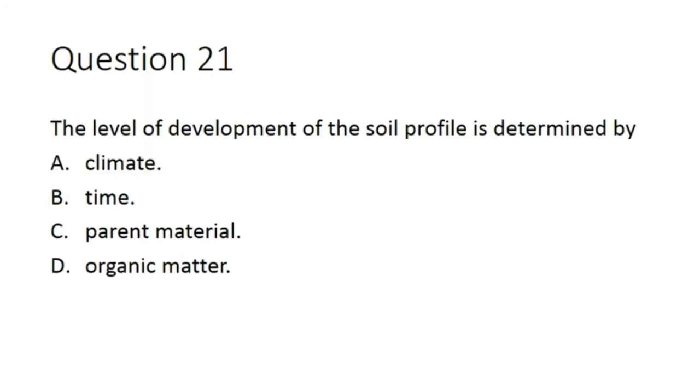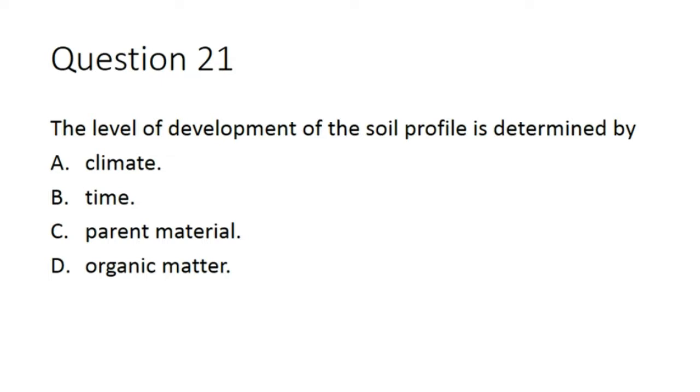21. The level of development of the soil profile is determined by A. Climate, B. Time, C. Parent materials, D. Organic matter. The nature of the soil profile may be such that it is fully developed or partially developed, implying that soil may be deep, or skeletal, or of medium depth. Soil profile development is influenced by a number of factors.